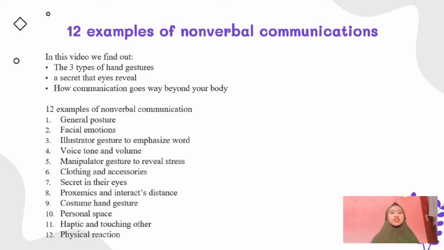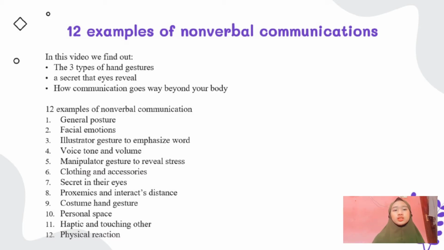11 is haptics and touching others. For example, the handshake is one of the most common forms of touching, and you can tell a lot from someone's grip. You can put a hand on someone's shoulder or back to show support.